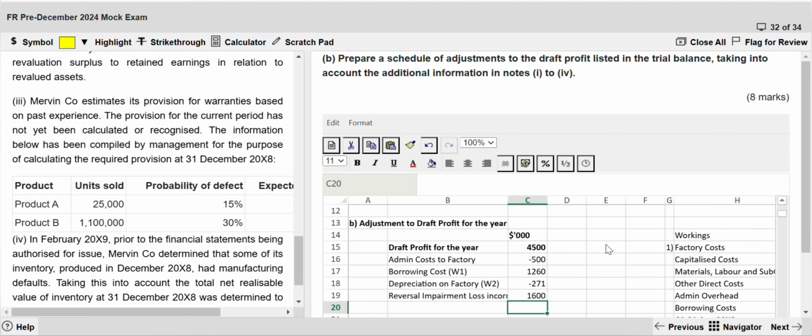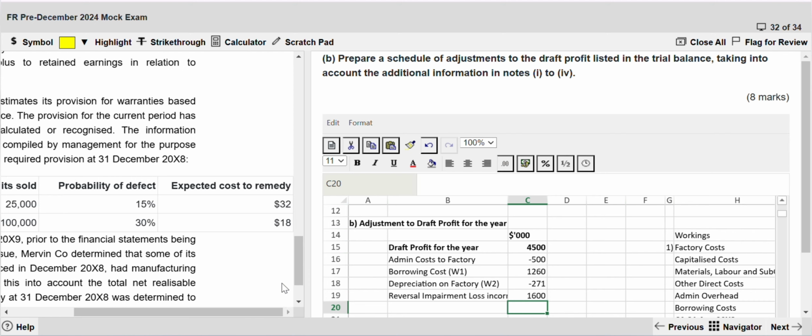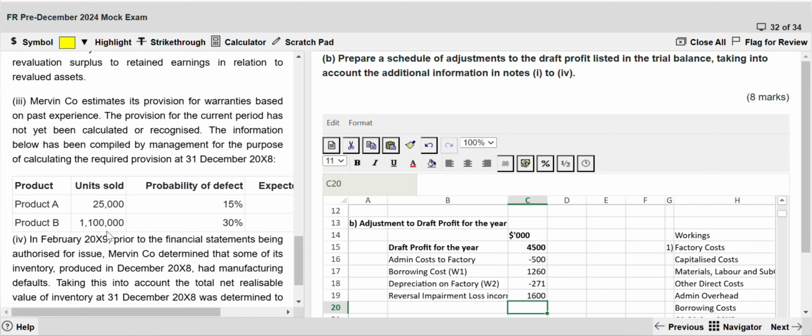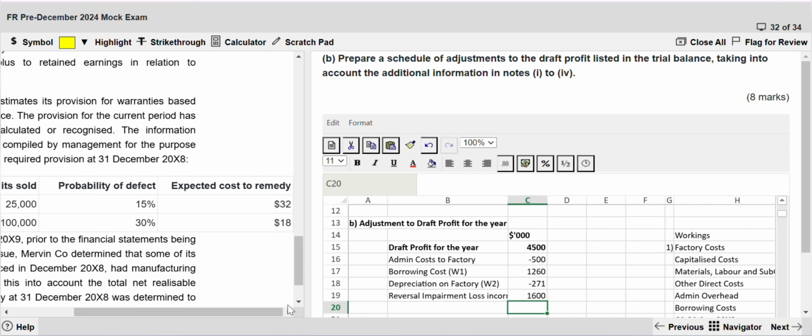Next one. Mervyn estimates its provision for warranties based on past experience. The provision for the current period has not been calculated or recognized. The information below has been compiled by management for calculating the required provision at 31st December X8. Product A sold 25,000, probability of default 15%, cost to remedy 32. Product B 1.1 million, 30%, cost to remedy 80.